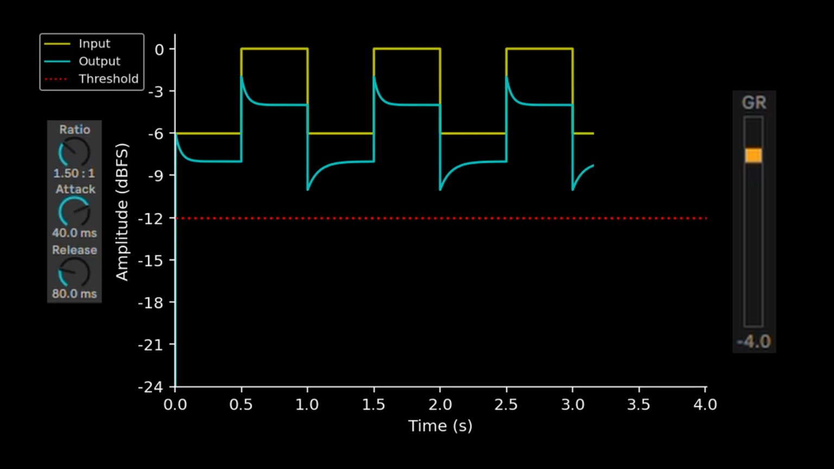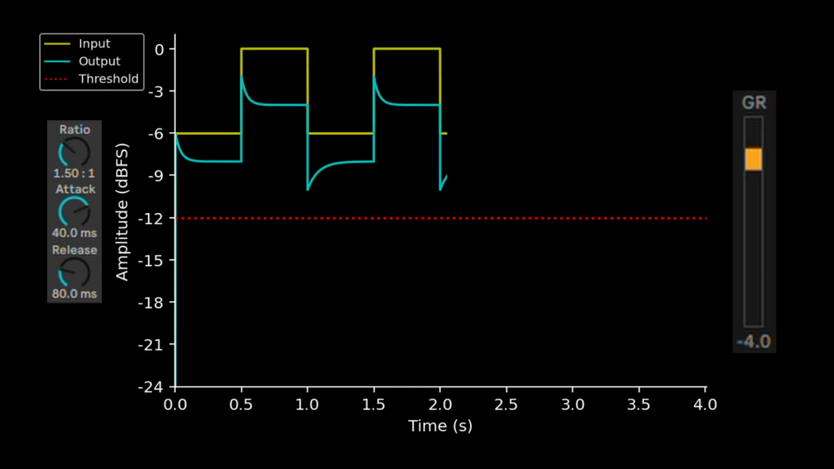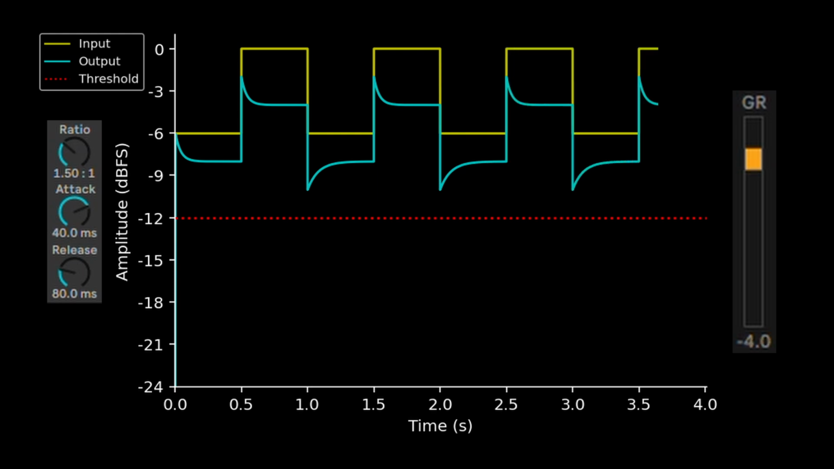Thus, attack and release should not be viewed as only functioning occasionally when a threshold crossing occurs, because they are continuously at work whenever there is compression being applied to the signal. This perspective makes it much easier to see how these parameters affect the smoothness of compression.